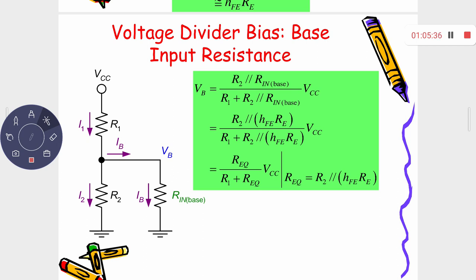Then what is the current flowing through this? What is that voltage? This time you cannot neglect this one. Before, it was very small with respect to R2, so you were just considering that it is basically an open circuit, because the Rin is larger as compared to R2. This time they are comparable, right? R2 and Rin base, they are comparable. Then what is that voltage? So you have the parallel combination of these two.